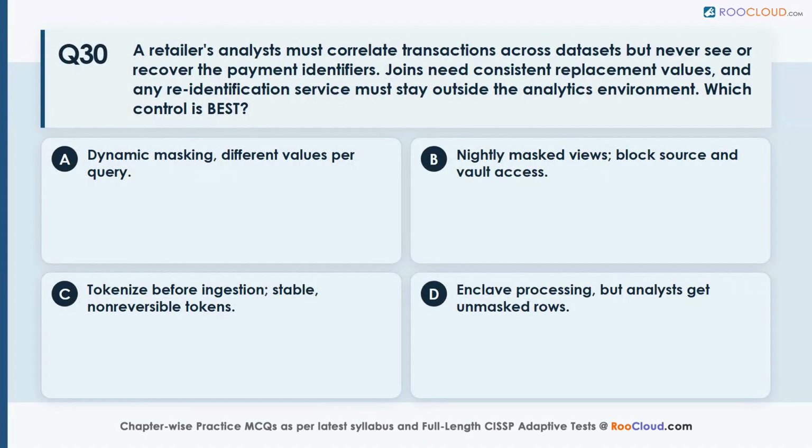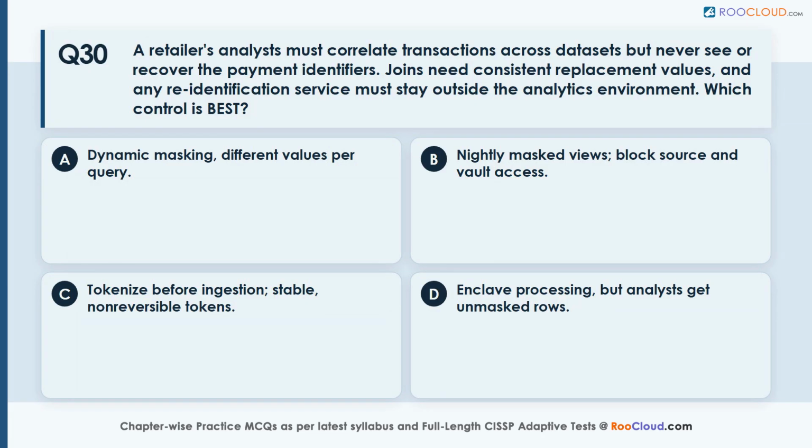Read the requirements as a spec, and one control fits exactly. Analysts must never see or recover the real payment identifiers. They need consistent replacement values, so joins still work. And the re-identification service must live outside their environment. Option A uses dynamic masking with a different value per query. That destroys the joins the analysts depend on.